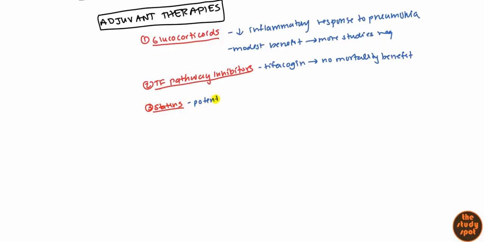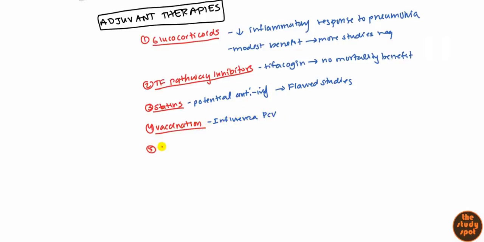Statins. Now, statins are potential anti-inflammatory drugs. Some studies have been done, but they were flawed, so we don't know yet if that's good. Okay, you definitely want to do vaccination, and you want to do vaccination for influenza, and you want to give the pneumococcal vaccine to prevent from strep pneumonia. And of course, you want them to stop smoking, and this is 100% helpful in all patients. So that's how you treat.